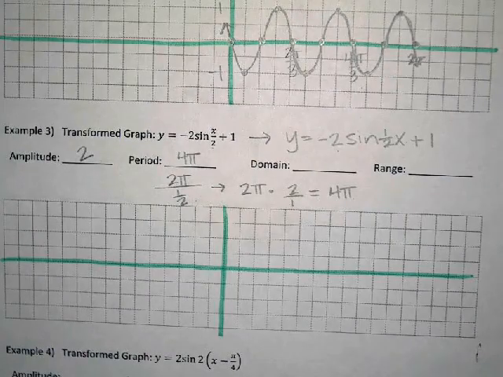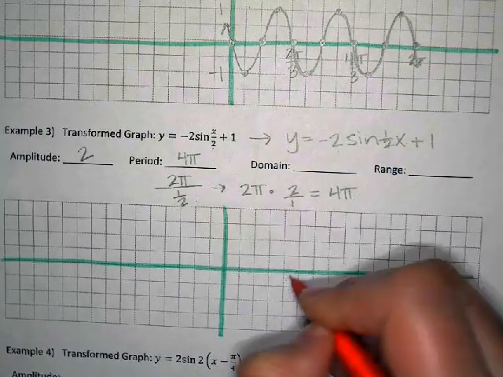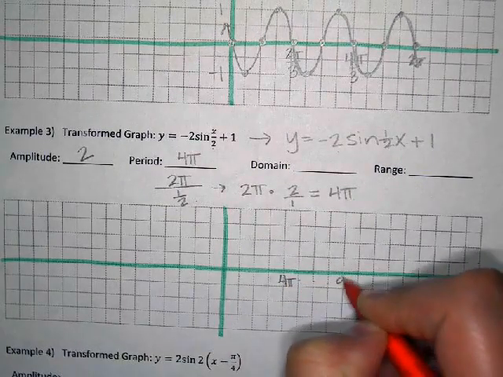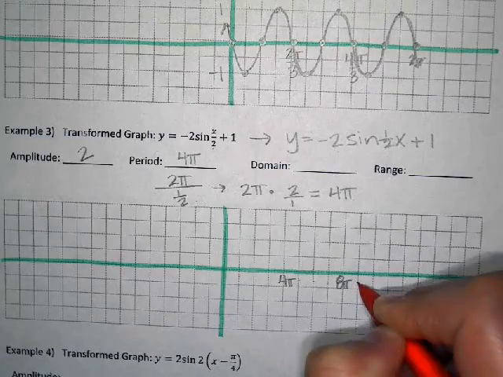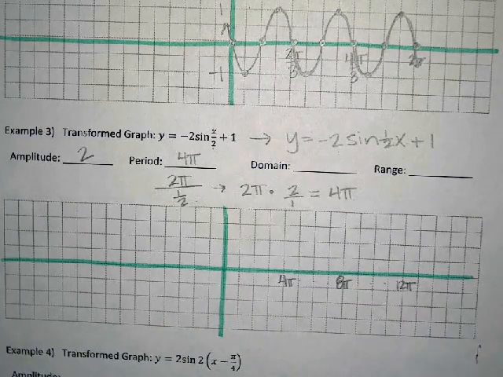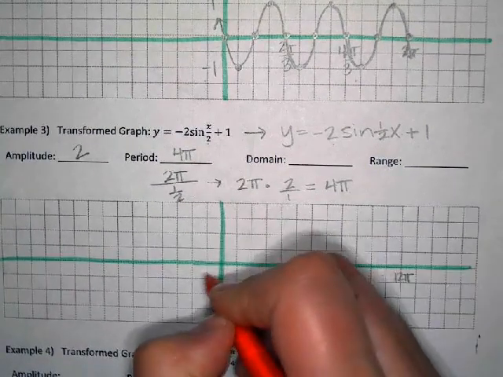1, 2, 3, 4, 4 pi. 1, 2, 3, 4, 8 pi. 1, 2, 3, 4, 12 pi. Okay. And we can always go in the negative direction too. 1, 2, 3, 4, 4 pi. 1, 2, 3, 4, 8 pi. Okay.